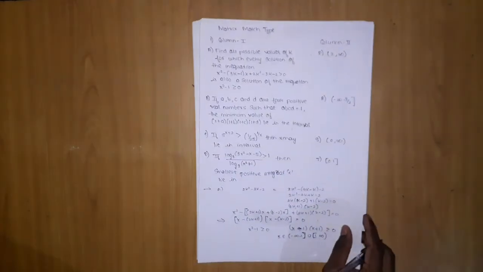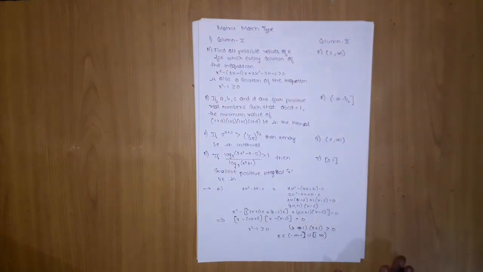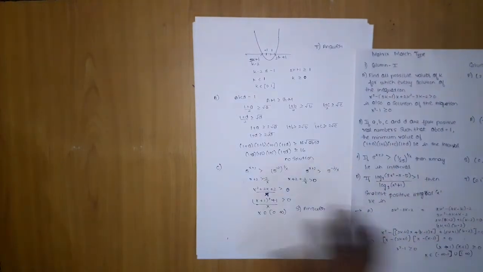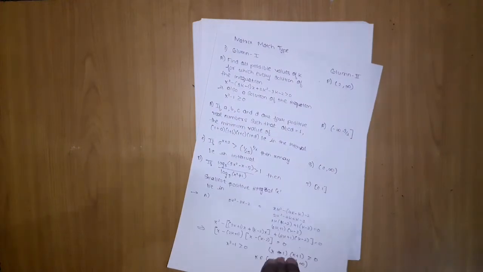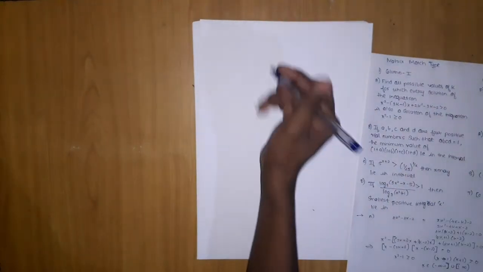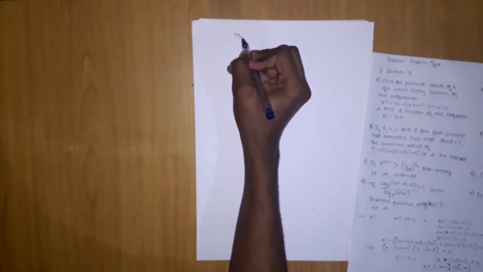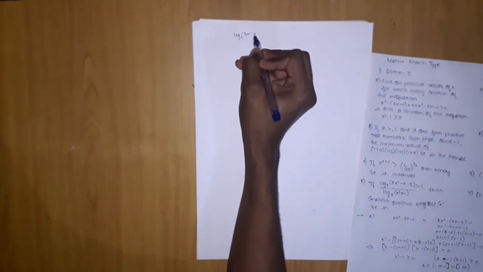What D tells? D is telling if log base 3 of (3x square minus x minus 5) upon log base 3 of (x square plus 1) is greater than 1, then the smallest positive integral x lies in which interval. Okay, so what can we do? How can we proceed? Now log base 3 of 3x square minus x minus 5.